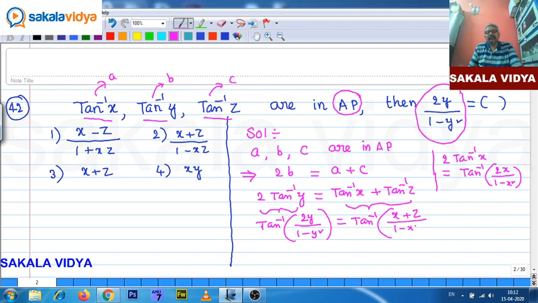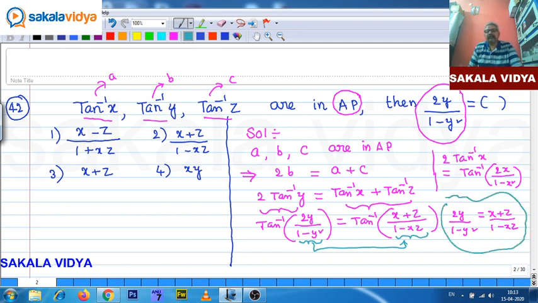minus xz. So now we can do one thing here: 2y by 1 minus y square and x plus z by 1 minus xz are equal. So that means 2y by 1 minus y square is equal to x plus z by 1 minus xz. So this is our required answer. So that means the second option is the right option.